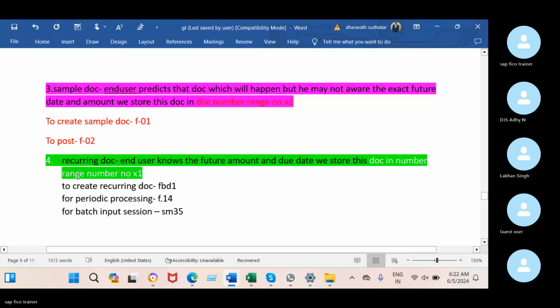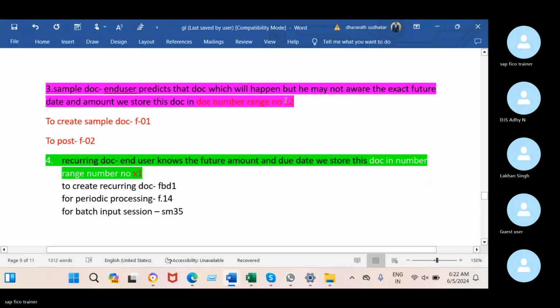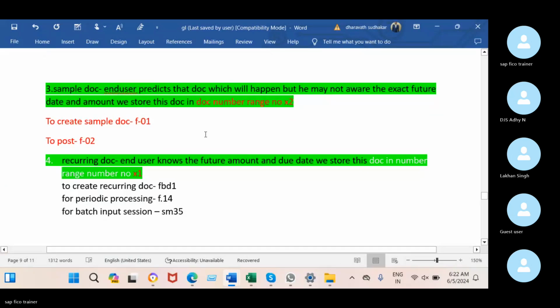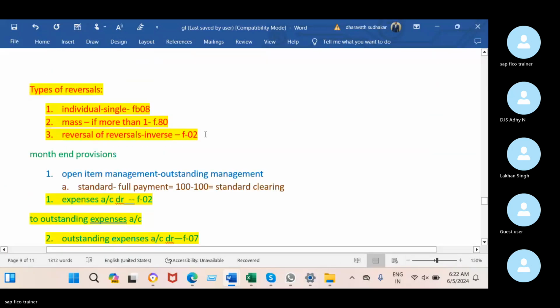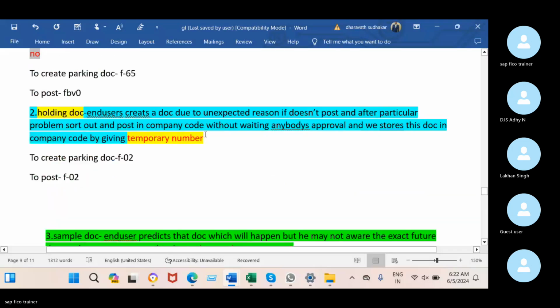To store recurring documents, we use document number range number X1. To store sample documents, we use document number range number X2. These are the four different types of documents: parking, holding, sample, recurring.